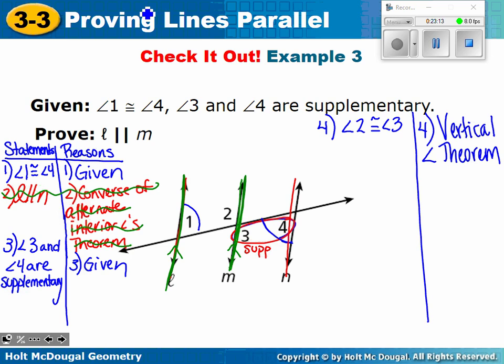What would be a reason that says we can jump straight to 1 and 2 are supplementary? I think you're thinking that it must be true, but our reasons have to be definitions, theorems, postulates, or properties. And I don't think we have a property yet that would allow us to go straight from only having these things here to 1 and 2.